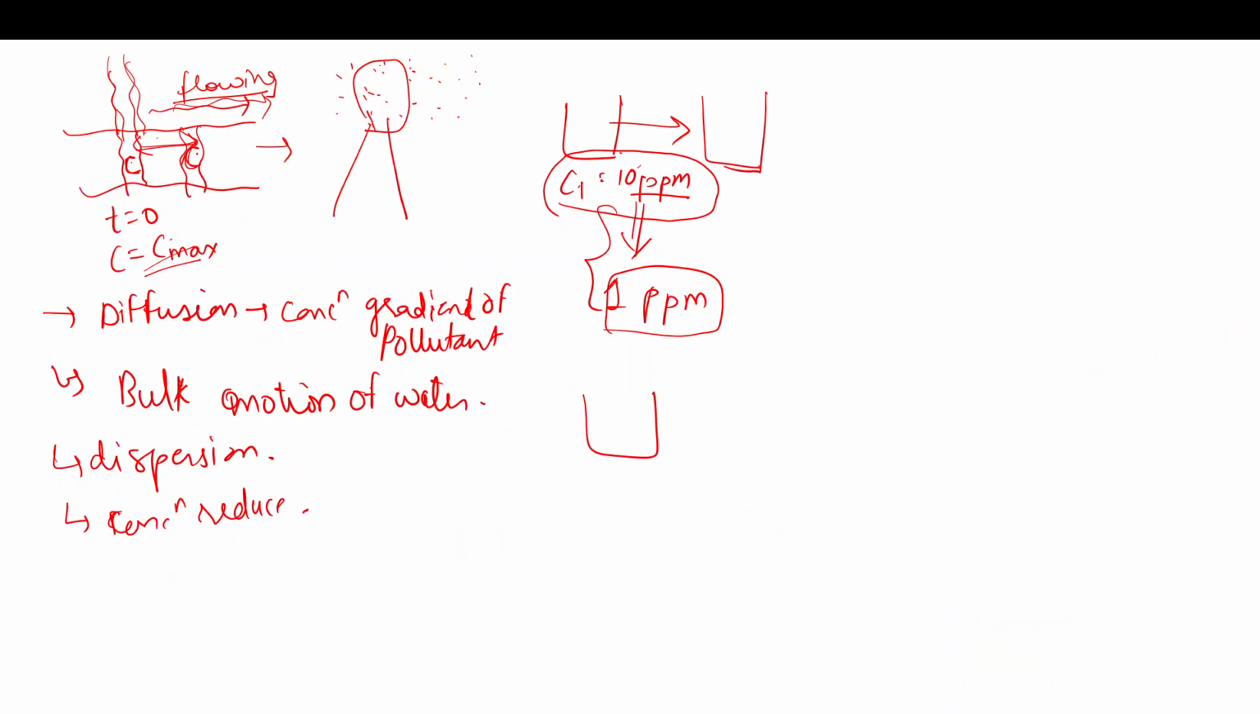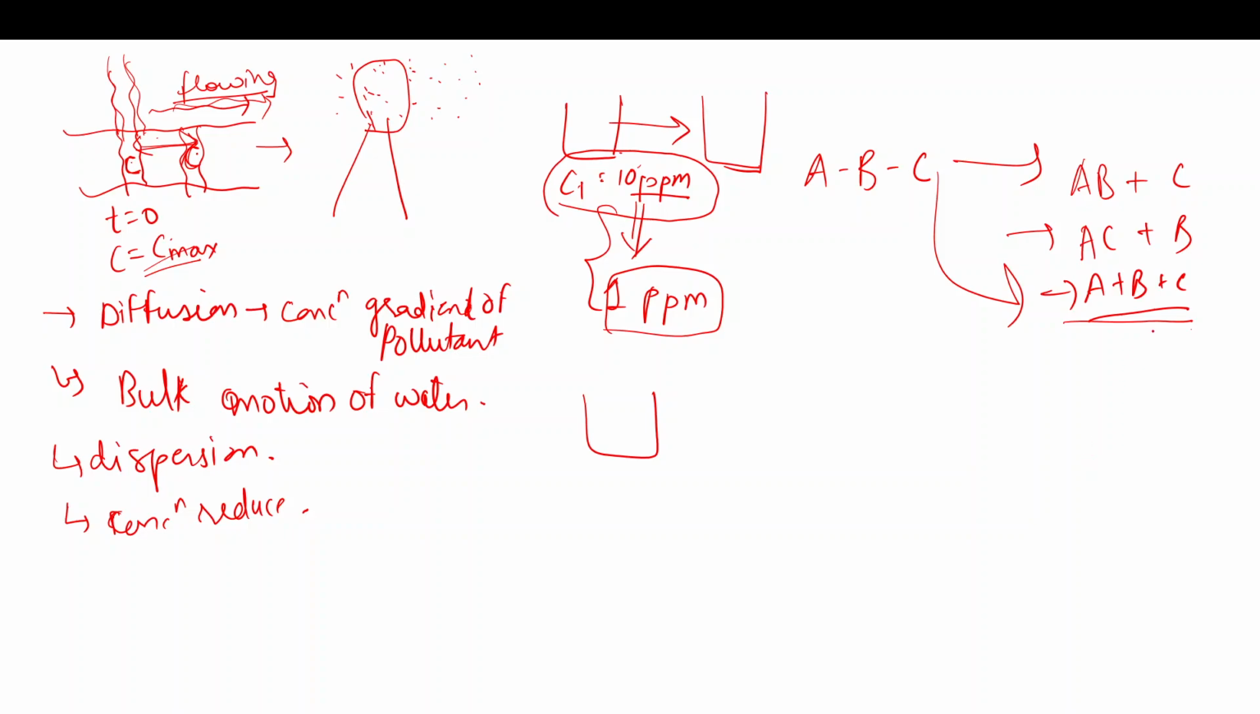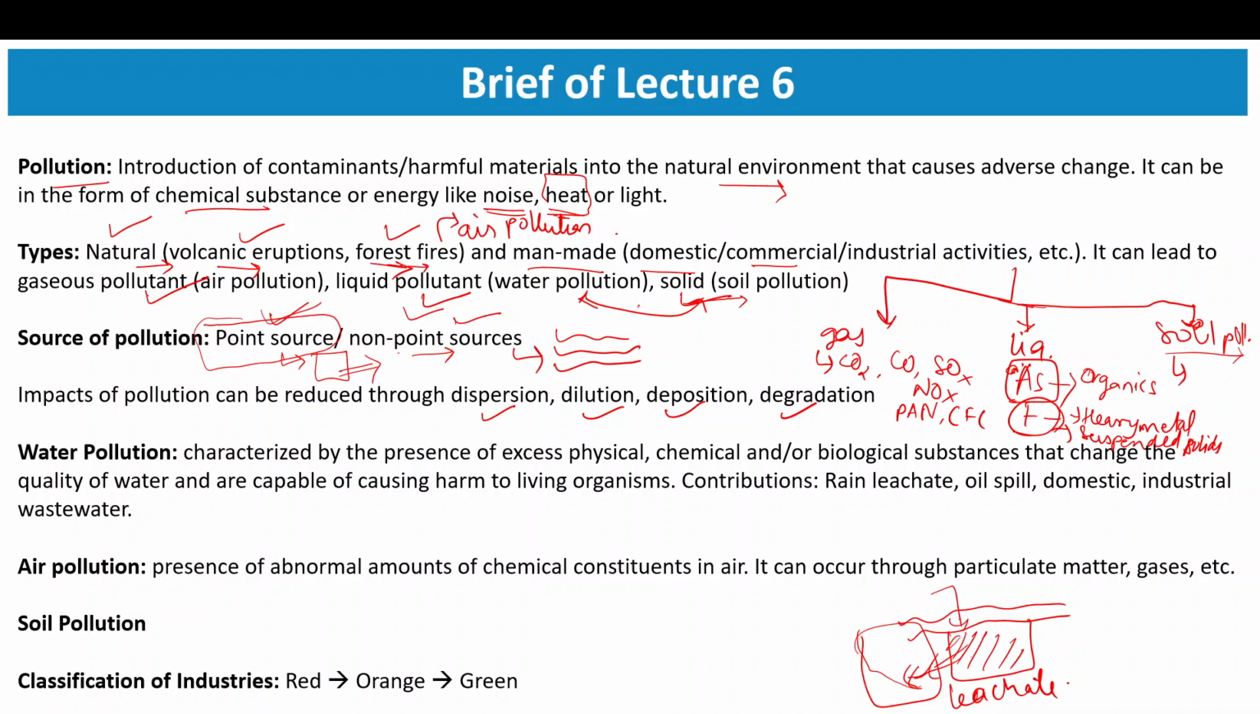Now another is degradation. Degradation is nothing but, say for example, if you have a molecule ABC, then some reaction will occur which will result in the formation of maybe AB plus C, or maybe AC plus B, or maybe A plus B plus C. I am just giving a random example. So these are all degraded or decomposed products. Maybe these individual components will have lower ability to cause hazardous impacts. So this is nothing but degradation.